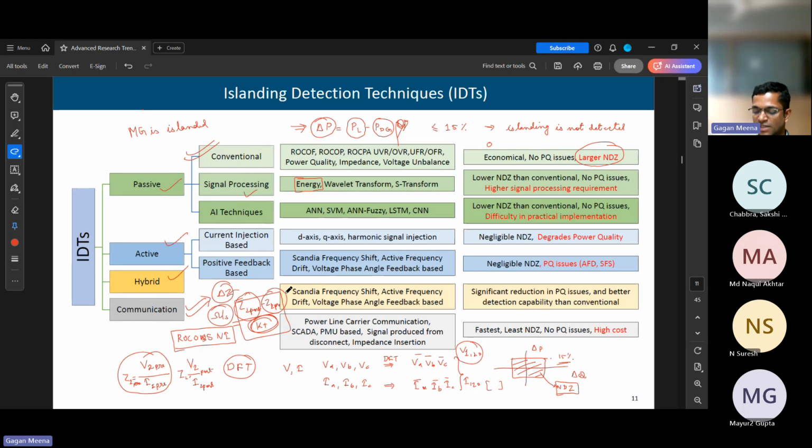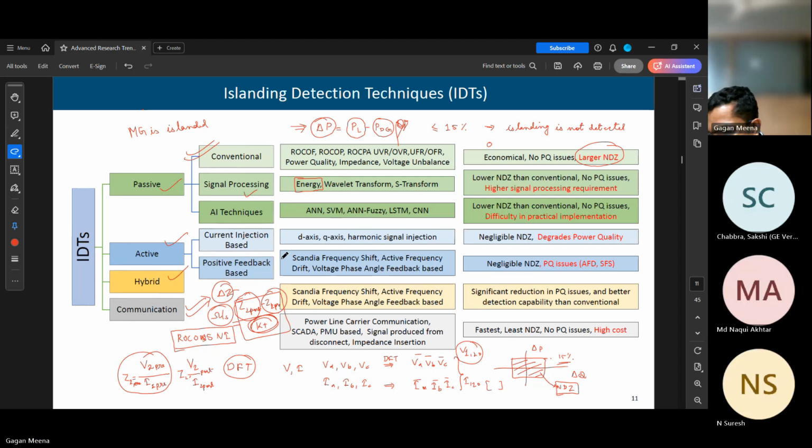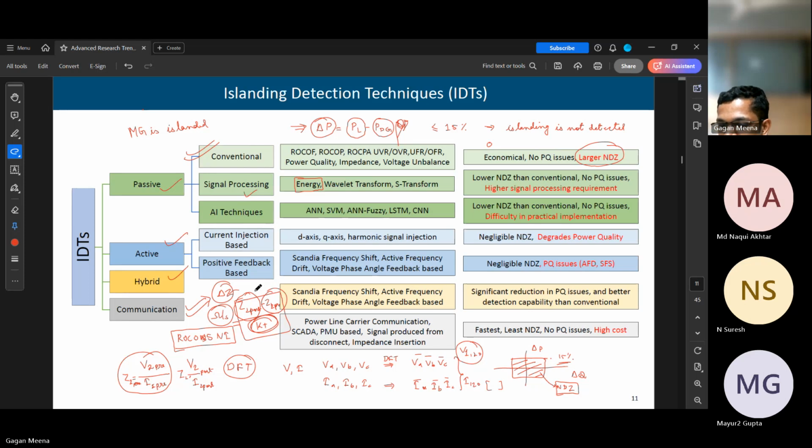Based upon negative sequence components. You're saying based upon negative sequence components, right? Are you there? Sorry, I lost the screen. Yeah, okay. Based on negative sequence component.